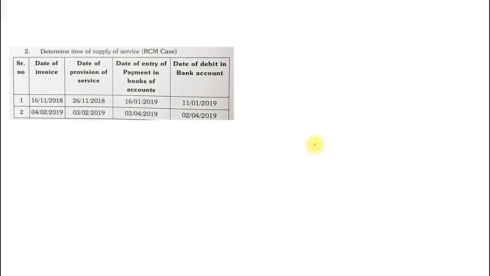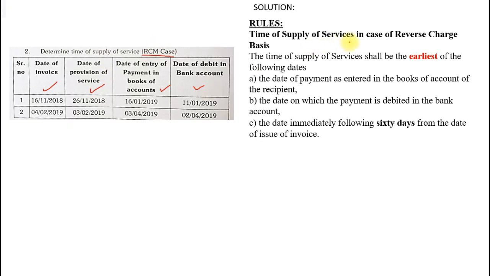This is the question number 2Q, the second part. Determine the time of supply of service under RCM method. We have date of invoice, provision of service, payment in books, and the debit of bank account. Now whenever RCM method is given, the rule is very simple. Under reverse charge, the time of supply will be the earliest of the date of payment, that is the date on which the amount has been debited, and 60 days.